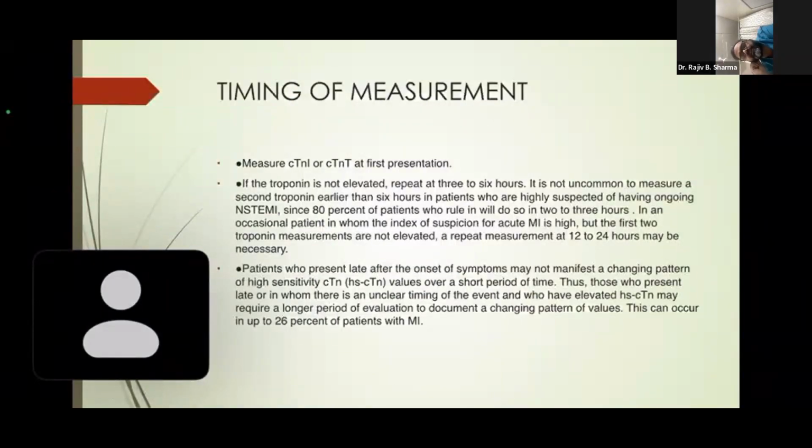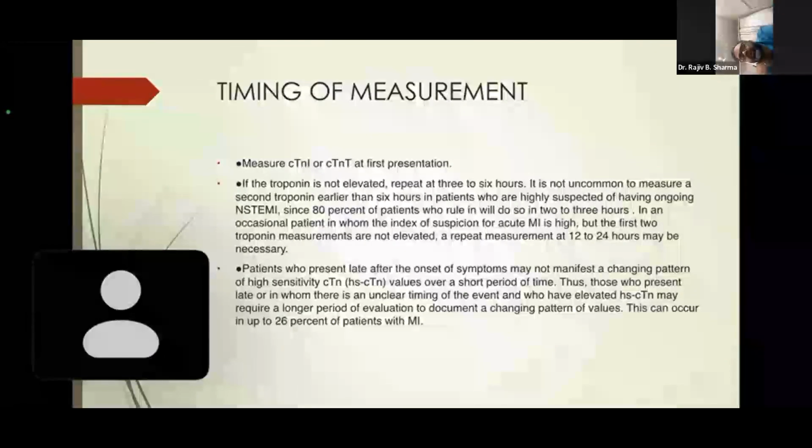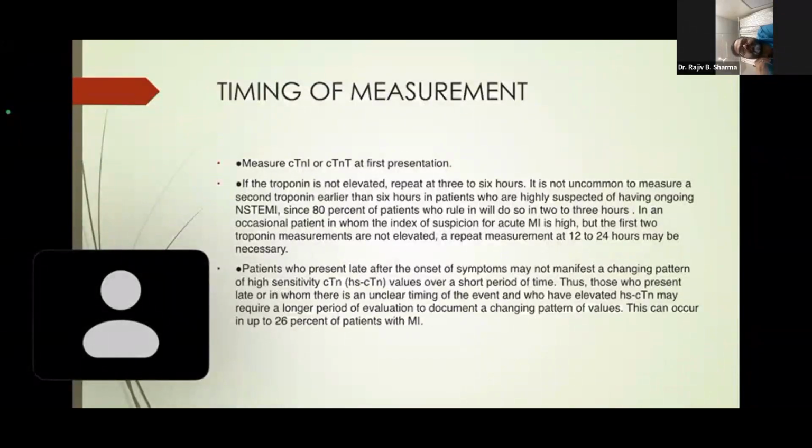First at presentation. If it's not elevated, we repeat 3 to 6 hours later. And we also do serial ECGs and clinical examination. If at 6 hours enzymes are negative, ECGs show no dynamic changes, the patient is symptom-free, peripheral pulses are well felt, there is no undue tachycardia, then effectively we have ruled out the 3 major killers: acute myocardial infarction, acute pulmonary embolism, acute aortic dissection.